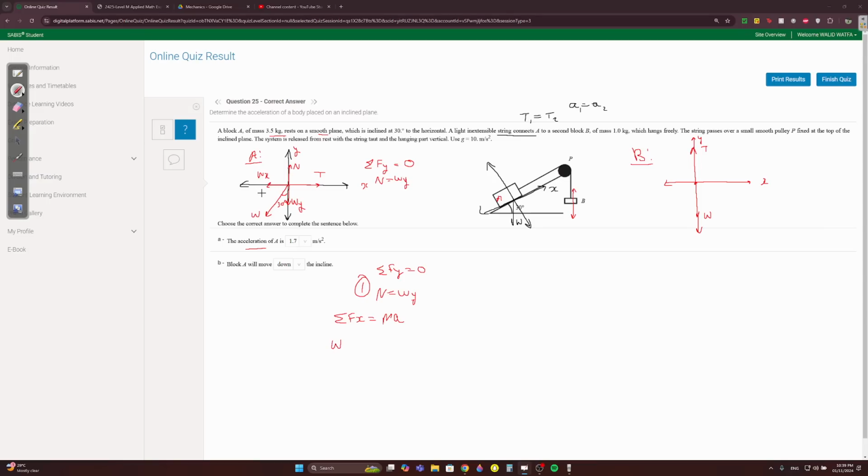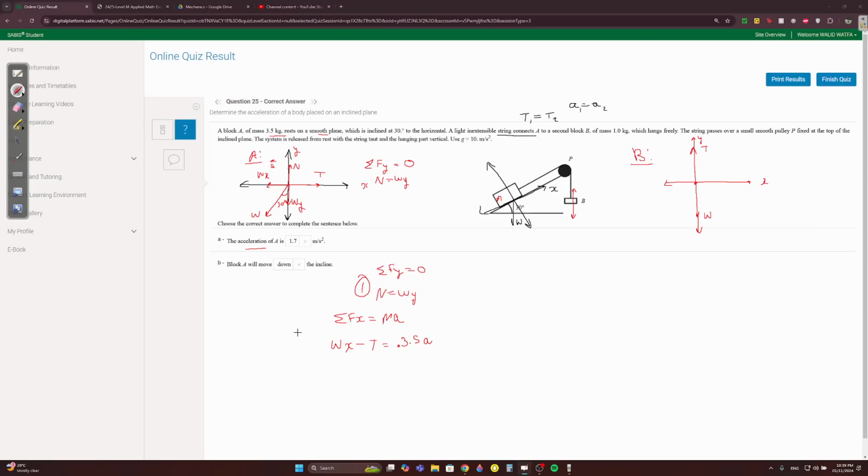Since it's accelerating to the left, put A like this. That means this one's stronger than this. That means Wx minus T, right, is equal to the mass of A. I'm going to say 3.5. I'm going to substitute now. 3.5 times acceleration. What is Wx?